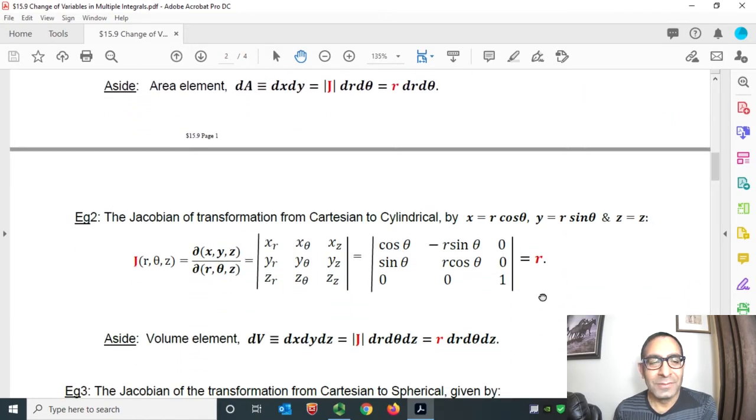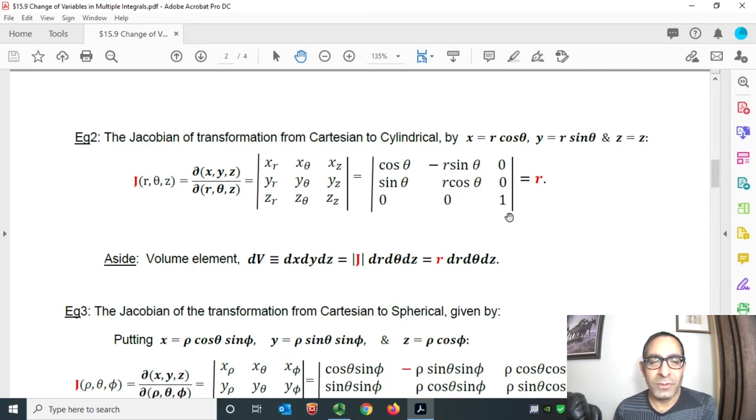Now let's move on. Next example, let's compute the Jacobian of the transformation from Cartesian to cylindrical, and we define the transformation by these equations: x equals r cosine theta, y equals r sine theta, and z equals z. The Jacobian J equals this 3 by 3 determinant. The first row is x_r, x_theta, x_z. Second row is y_r, y_theta, y_z. And third row is z_r, z_theta, z_z. Next step, these are the partial derivatives. Accordingly, we computed, and after expanding this 3 by 3 determinant, we get r. Now our Jacobian equals r.